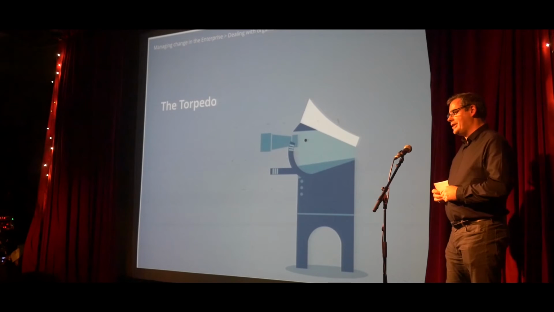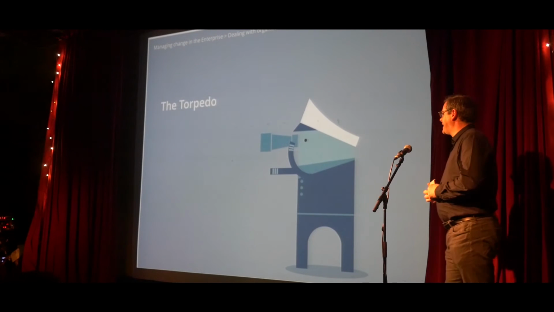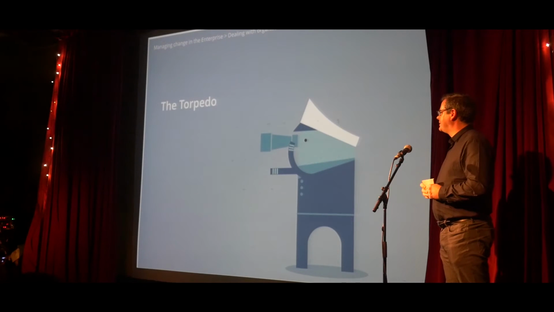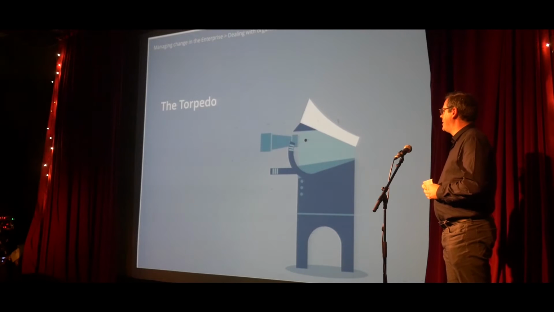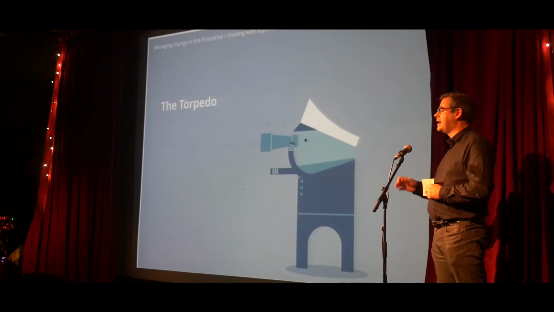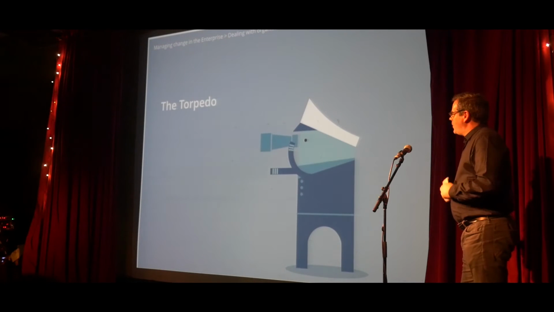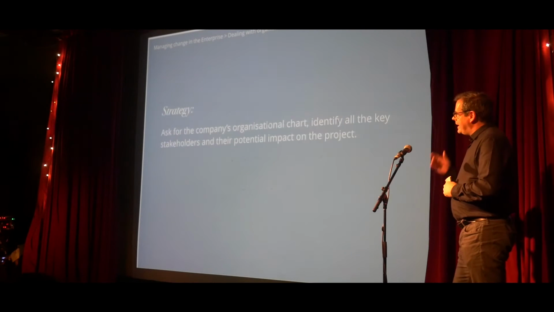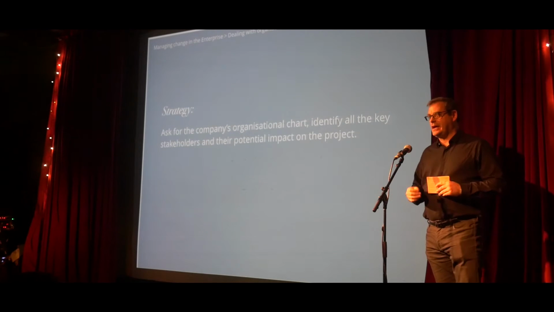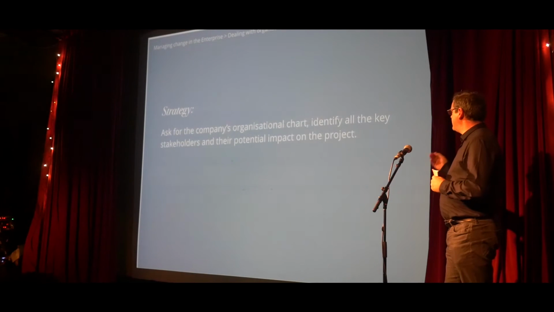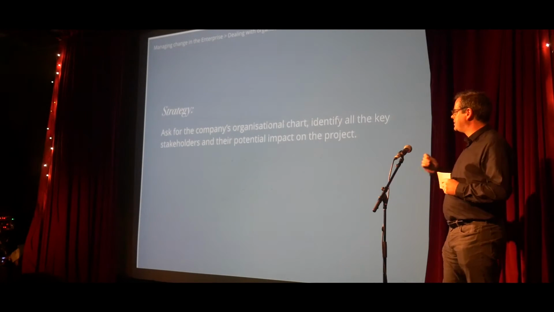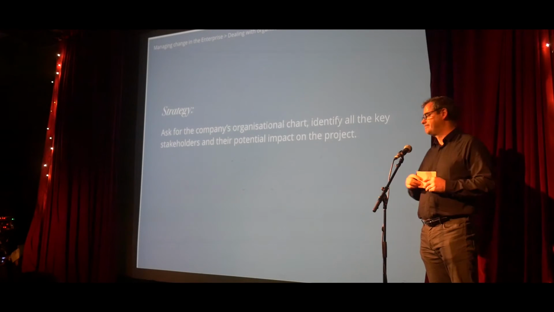Next up is the Torpedo. He's the hidden executive, an unforeseen stakeholder who can come along at very high speed and blow a project completely out of the water. So what's our strategy? Well, ask for the company's organizational chart, and with the help of a product owner, identify all the key stakeholders and their potential impact on the project.